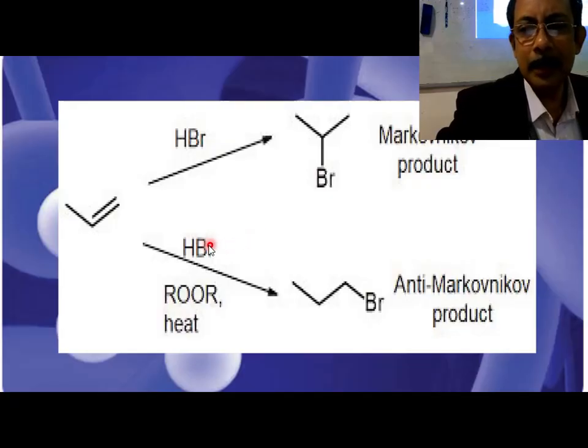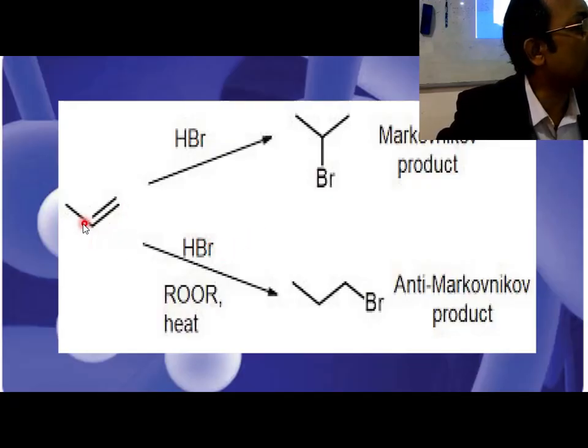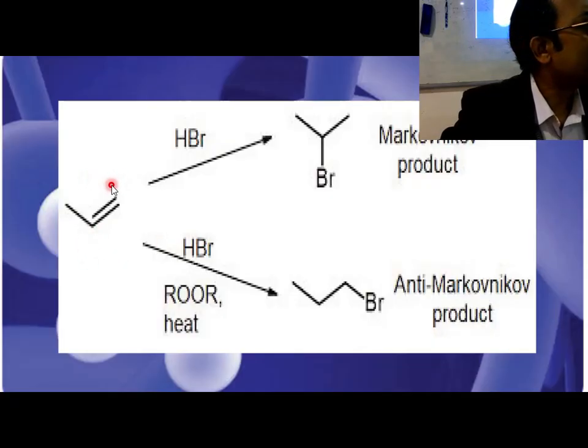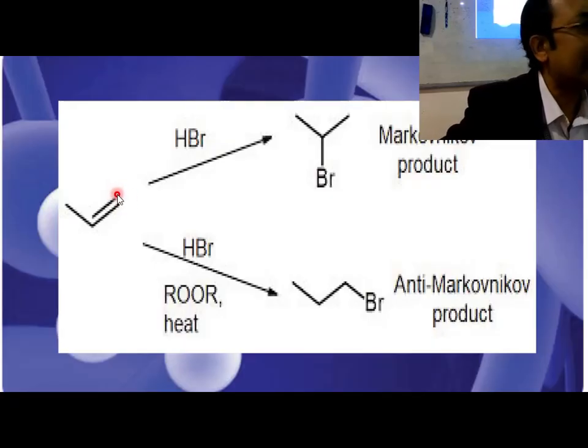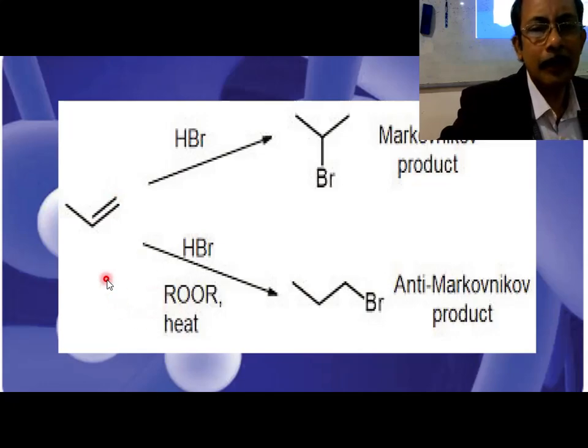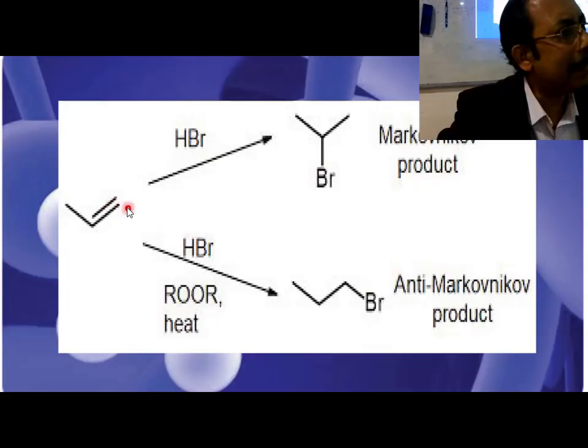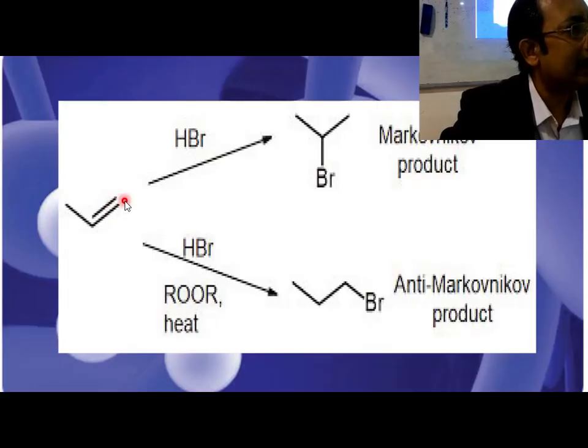After this step, this Br dot gets added. Either it can add here or it can add here. Two possibilities. If it adds here, then what do you get? A primary radical, because the radical dot will be formed at carbon number 1. So it becomes a primary radical. But if I go for the other alternative, the bromine radical or atom gets added here.